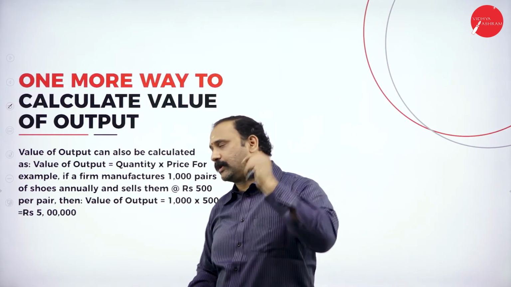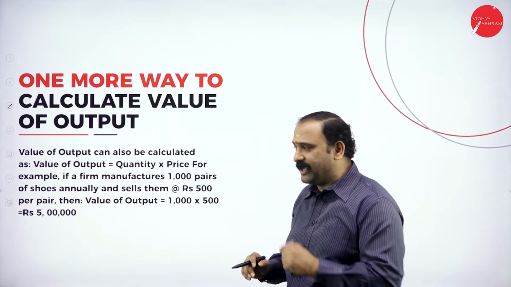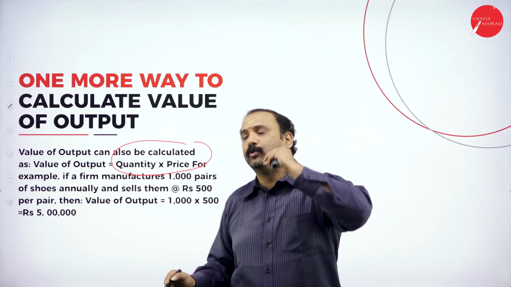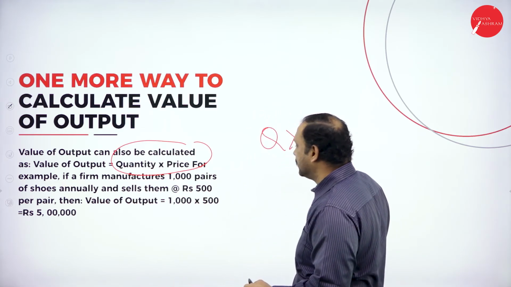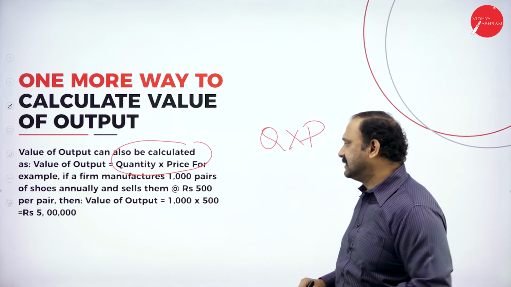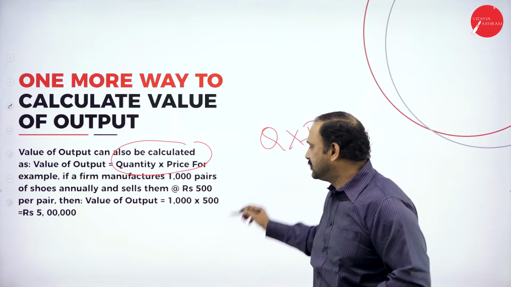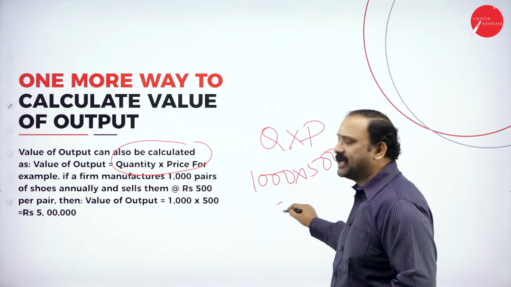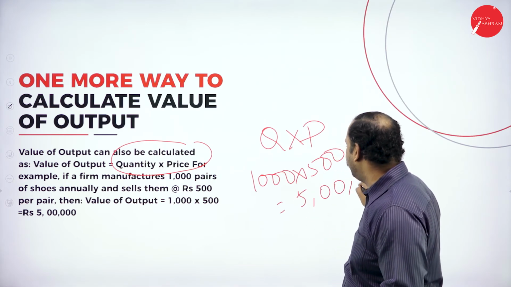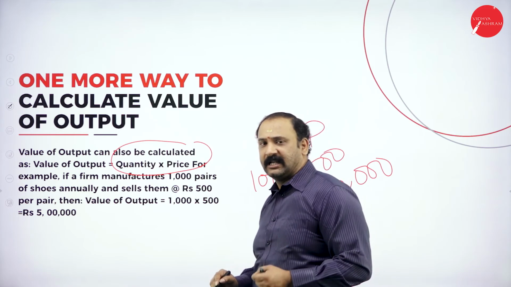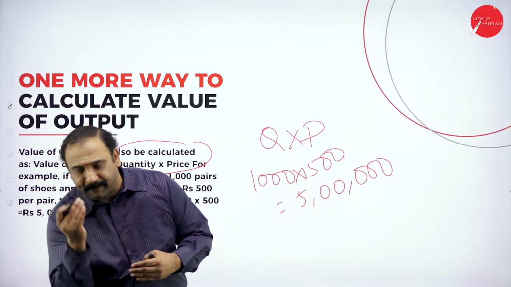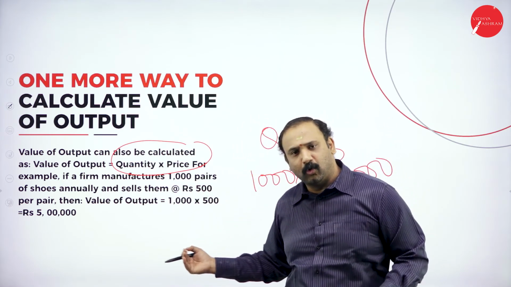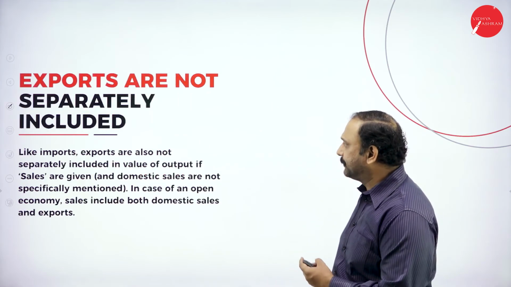Now, one more way to calculate it. The value of output can also be calculated as quantity into price, which is a simple formula. For example, if the manufacturer manufactures 1,000 pairs of shoes at 500 rupees each, then 1,000 into 500, the total value is equal to 5 lakh rupees. This is a very simple calculation: the total pairs of shoes manufactured multiplied by the price, and we get the final value.